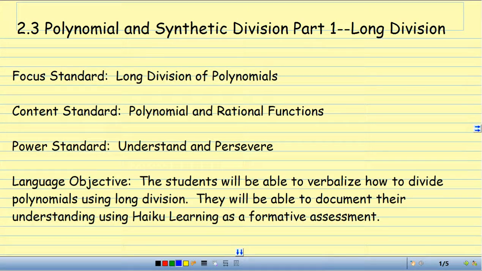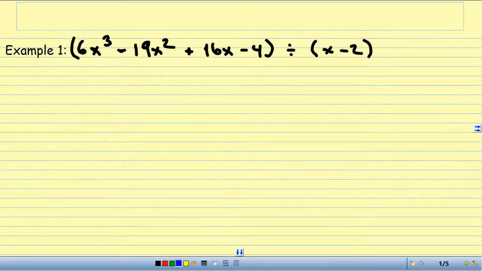The students will be able to verbalize how to divide polynomials using long division and document their understanding in haiku learning as a formative assessment. So without much further ado, we're going to skip the warm-up and boom, long division.